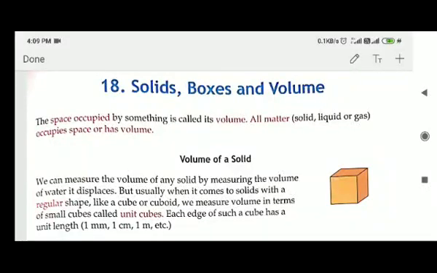Welcome, students. Today we will learn about volume. Before going to volume, we will learn for which figures we are finding out the volumes.